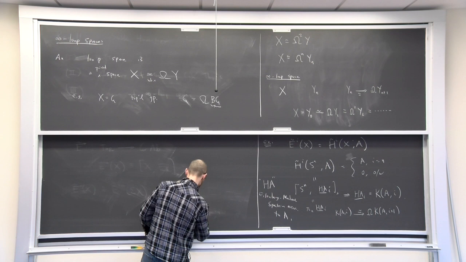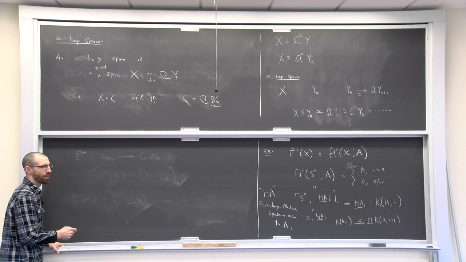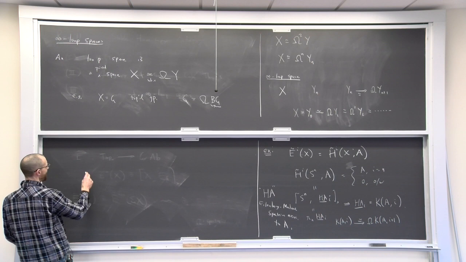Is there literally no difference between infinite loop space and omega spectrum? So I'm about to get there, but almost, with one subtle caveat. So let me just give one example. So here's an example, just kind of fun.